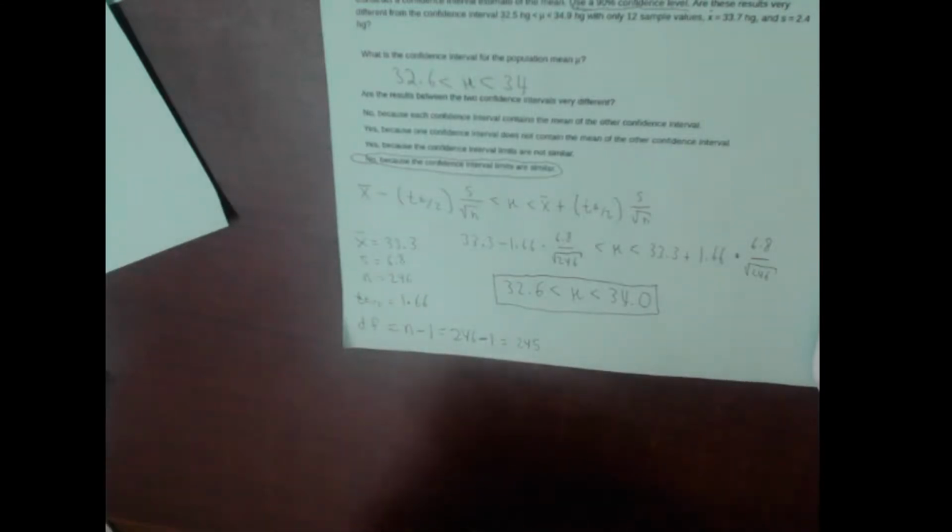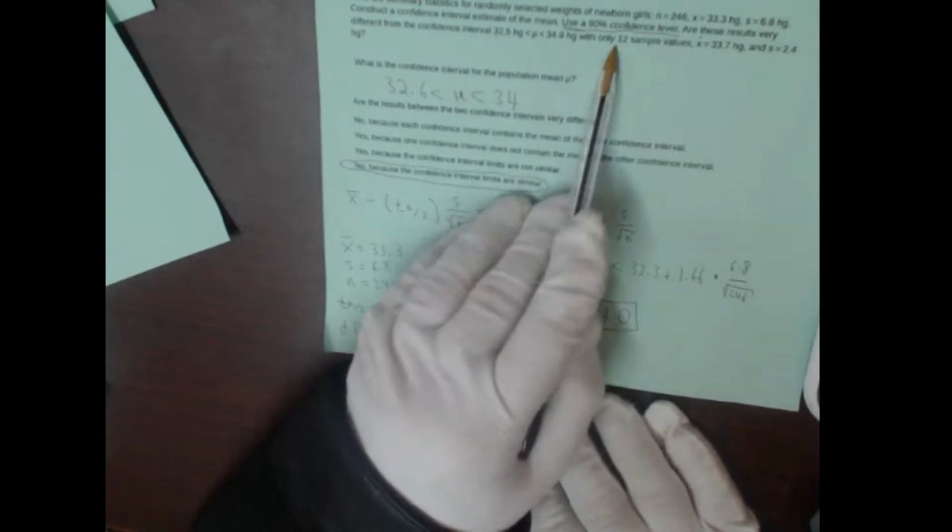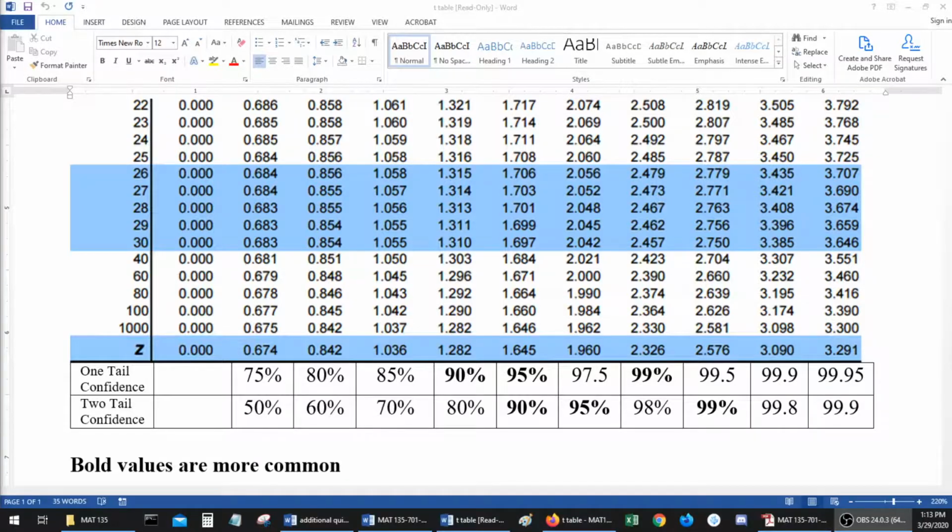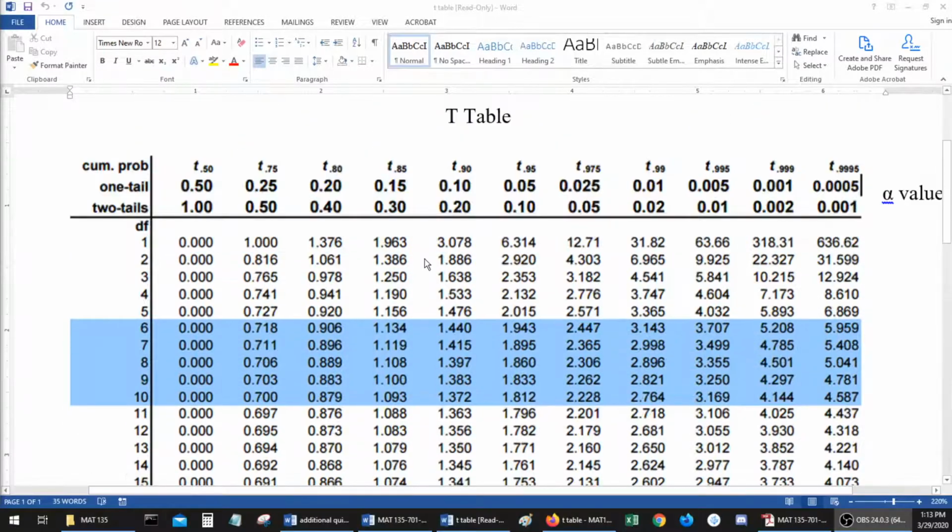So let's talk about the t-statistic one more time. You notice that this person did a sample with only 12 people instead of 246 and got about the same result. How is that possible? The reason is thanks to the t-statistic, because what you'll notice is that the t-statistic enables us to have a really small sample size. Look how small we can make the sample size. And notice that we get penalized pretty heavily for having a small sample size.